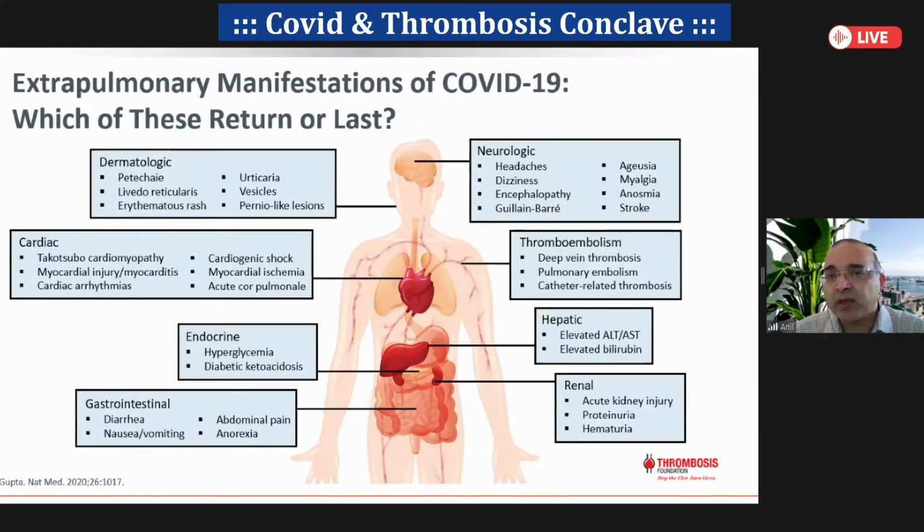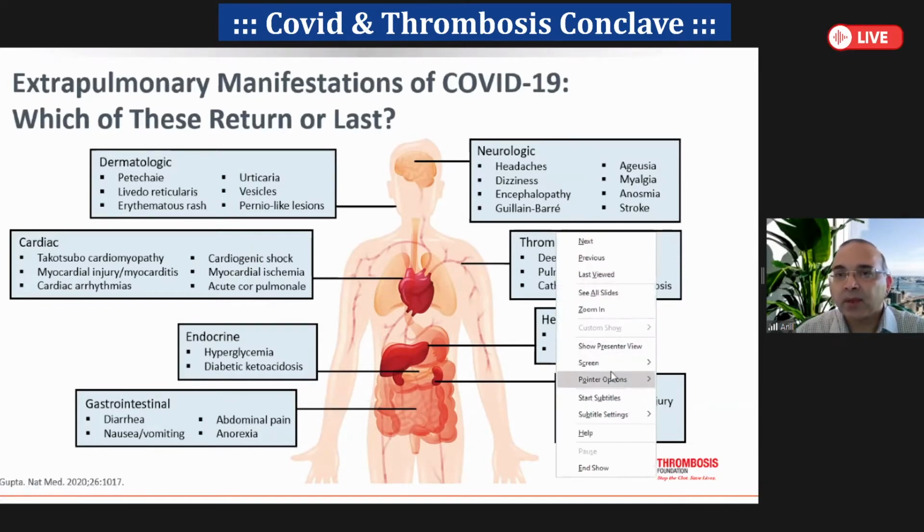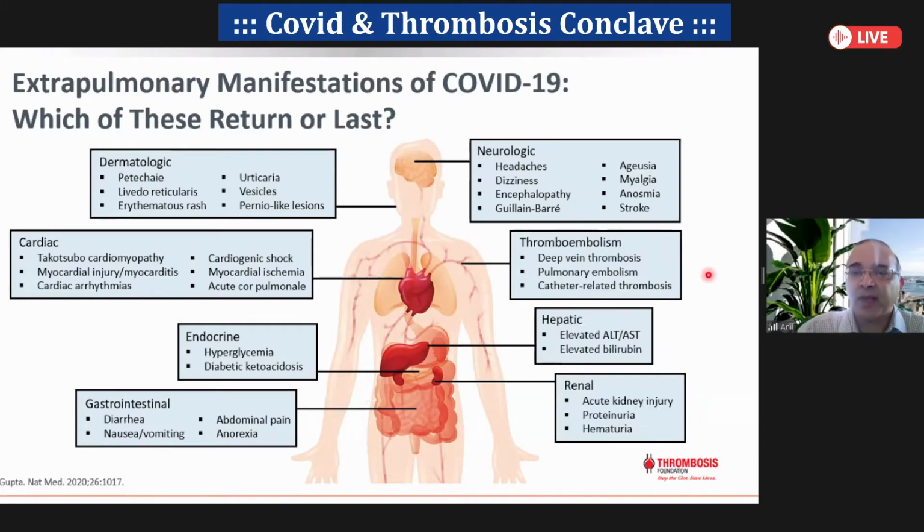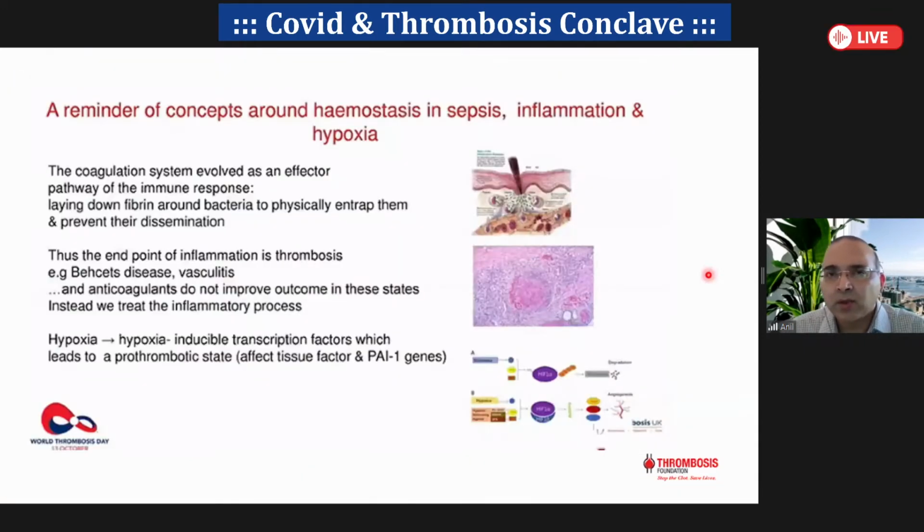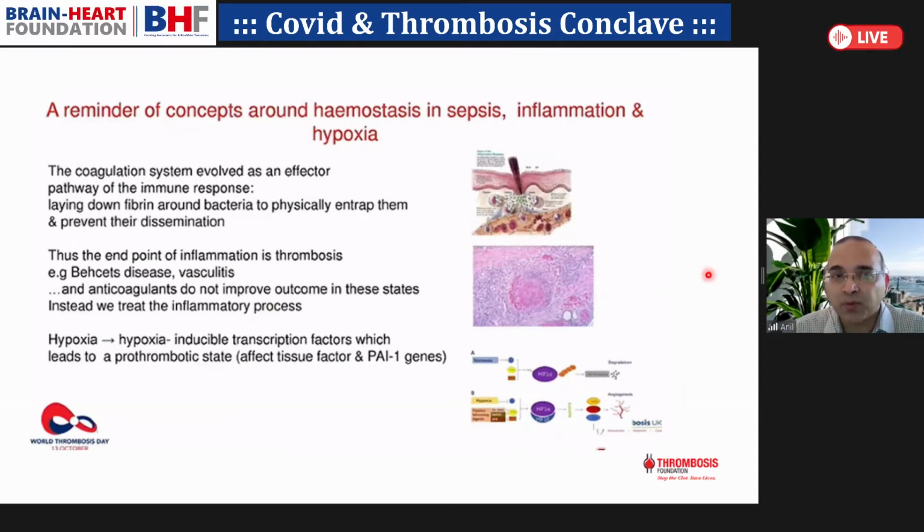And I would take you to the area about thromboembolism. Let me just get my pointer. DVT, PE, and catheter-related thrombosis, as well as the arterial thrombosis. So let me remind you of some of the concepts about hemostasis and sepsis. As you are aware, the coagulation system evolved as an effector pathway of the immune response. Essentially, it was laying fibrin around bacteria to physically entrap them and prevent their dissemination.